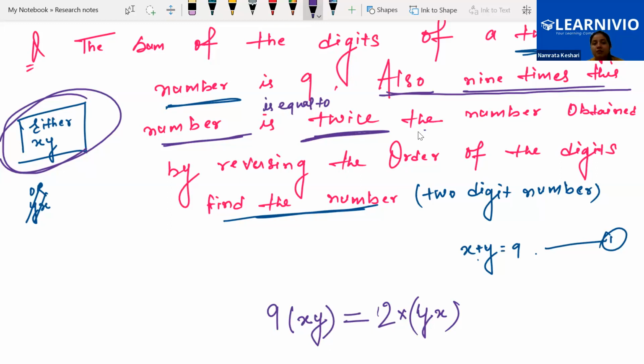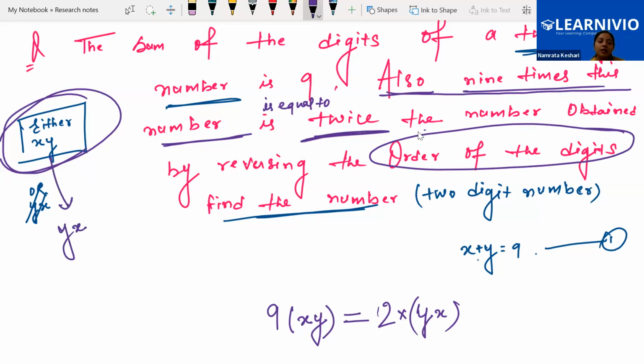9 times this number, which number? The number which we have assumed, the two-digit number xy, is equal to twice, that means 2 times, the number obtained by reversing the order of the digits. What are we reversing? We are reversing the order of the digits. We are writing y at the place of x and x at the place of y. So xy became yx. Are you getting it? Yes.